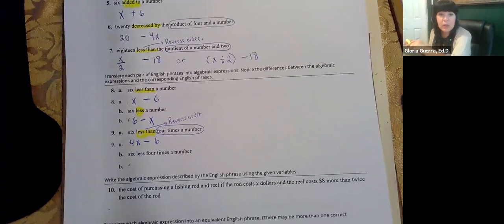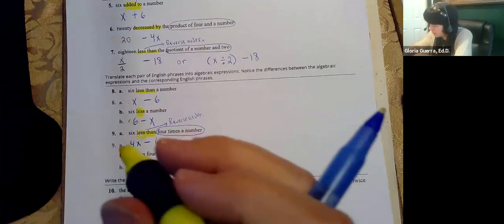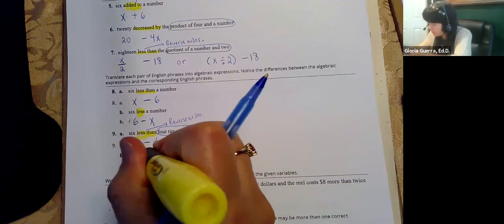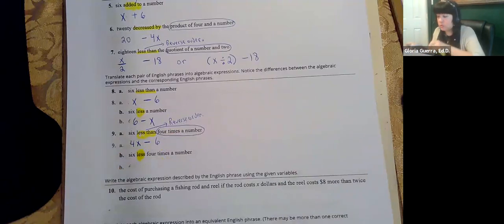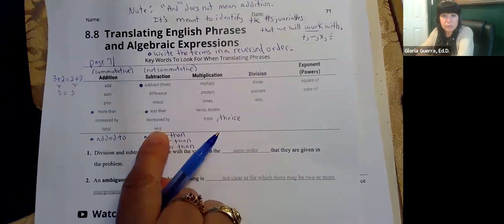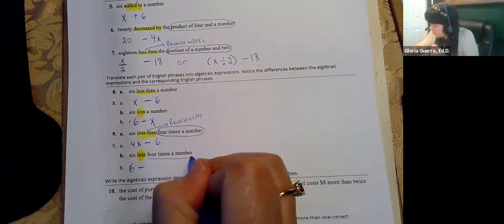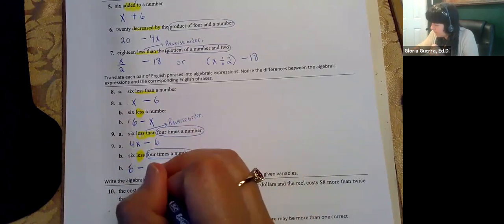Okay, and then next, 6 less 4 times a number. So the word less, you just write it in a straightforward manner. So you have 6 less, and then you get 4 times the number.